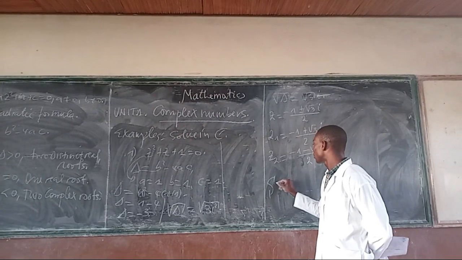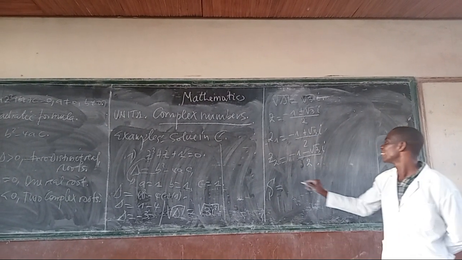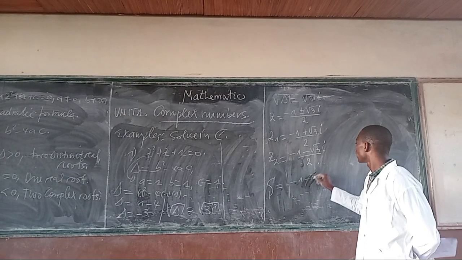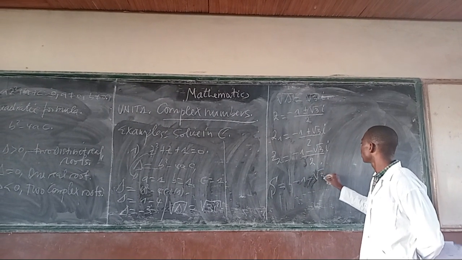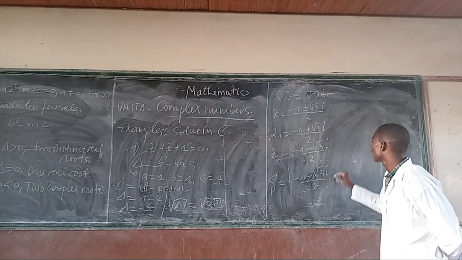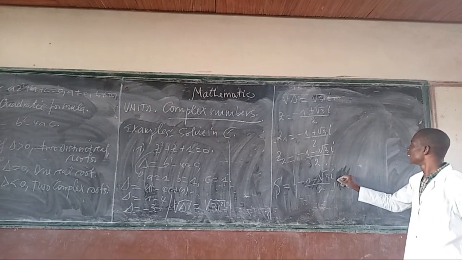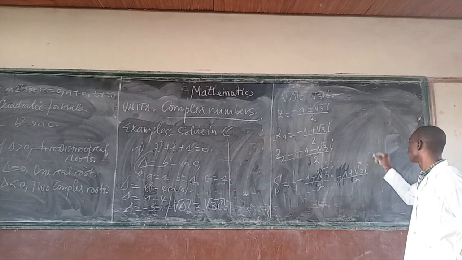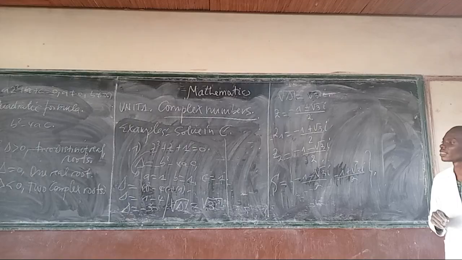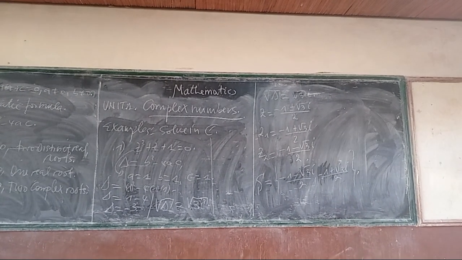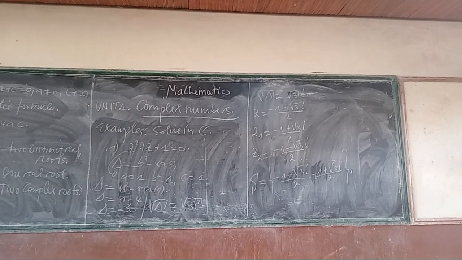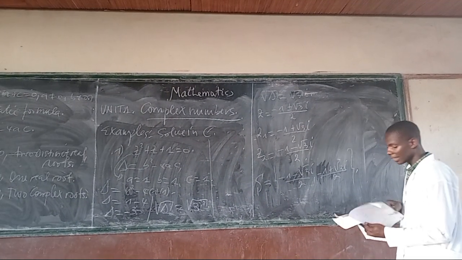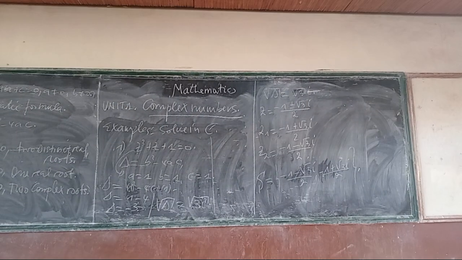Then we write the solutions. The solutions will include negative 1 minus square root of 3 i over 2, and negative 1 plus root of 3 i over 2. That is the solution of the question we asked you to find. Now, here is another question you can solve.